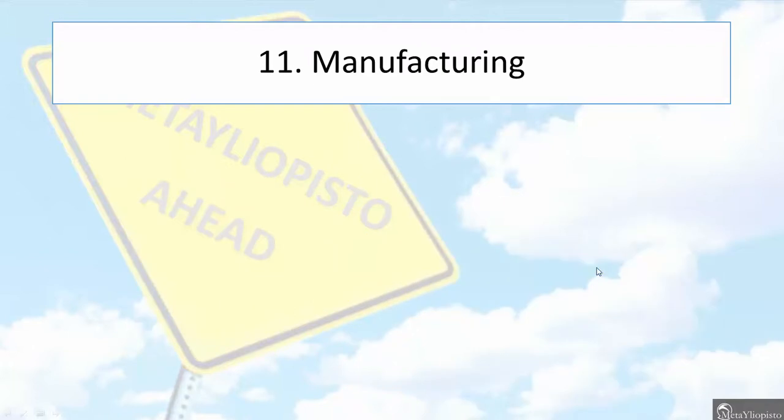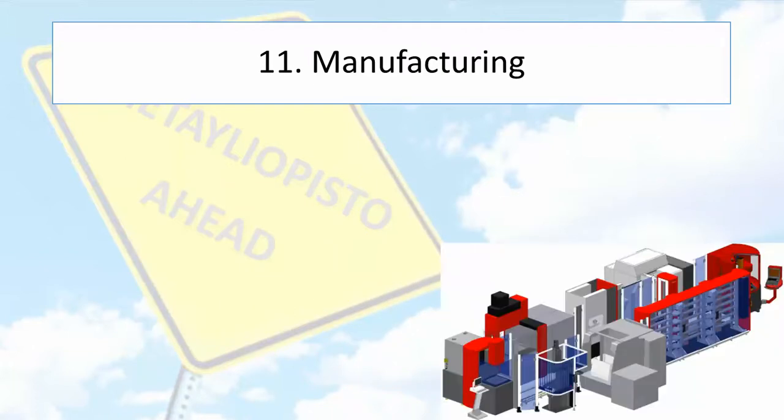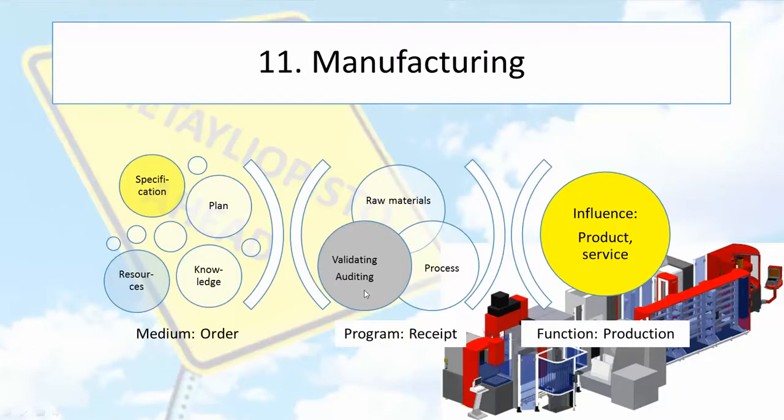Then the last one is manufacturing. There is a factory production line, and it works so that the medium is order, the program is result, and the function is production. The final outputs are products and services.